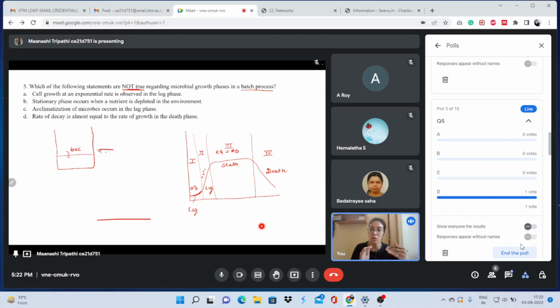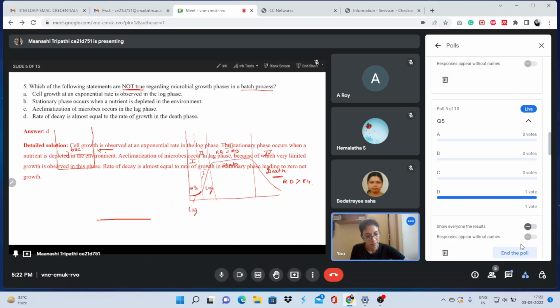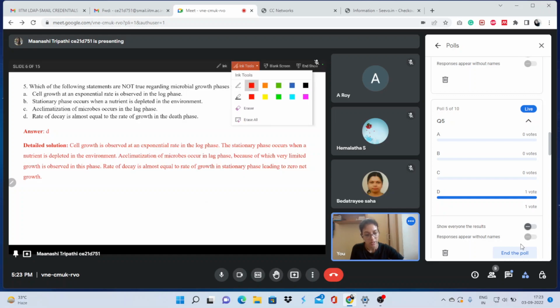Coming to stationary phase, the rate of growth is equal to the rate of death. It doesn't mean they stopped growing. They are growing, but they are dying at the same pace. And here now food is less, everything is very less, so they will start dying in death phase. So here the rate of death is more than the rate of growth, or there will be no growth at all. Okay, so I'll clear the screen. That is why option D is correct.